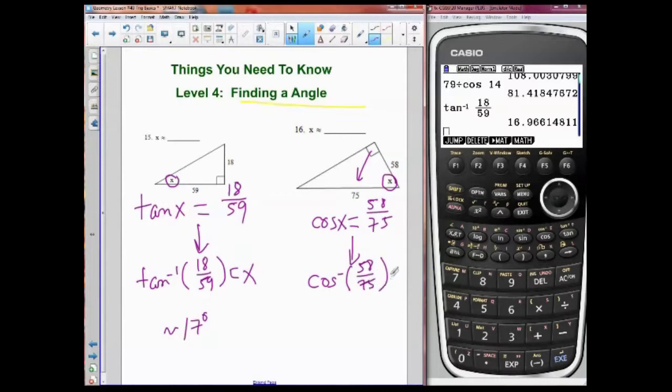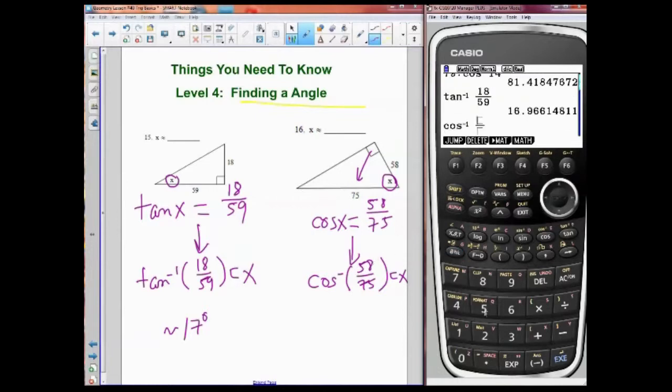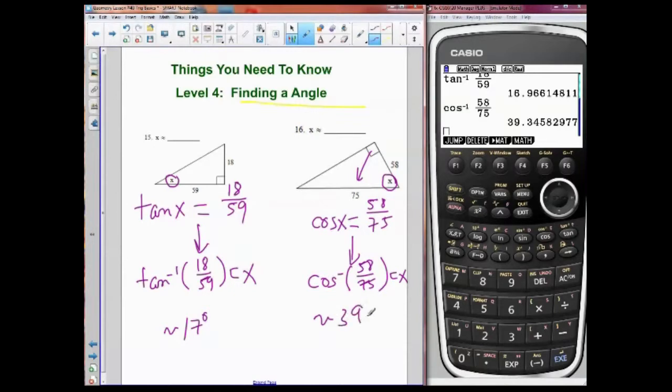If you show me your work instead of going straight to the calculator, you're going to get partial credit, because sometimes people put a wrong number in the calculator and do something slightly wrong. So let's hit shift cosine. See my negative sign right here. That means we're in inverse mode. And I'm going to do 58 over 75. And my angle is 39.35-ish. Okay, so we're just going to call it about 39 degrees if we round to the nearest degree.